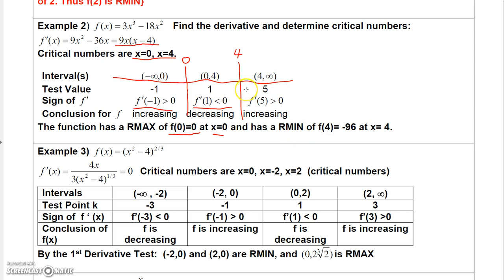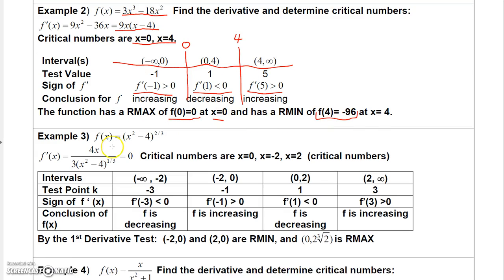And then at 4, if I pick a number to the left of 4, which I've already done, 1, I get the derivative is negative, and to the right of 4, I get that the derivative is positive. So since the derivative is negative to the left of 4 and positive to the right of 4, then 4 must be a relative minimum. So I get a relative minimum of f of 4, and to get f of 4 I had to plug 4 back into this function up here. So I had to figure out what is 3 times 4 cubed minus 18 times 4 squared, and I got -96. So the minimum is -96, and it occurs at x equals 4.